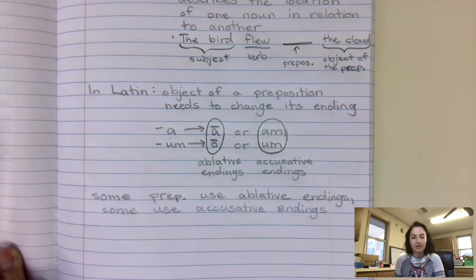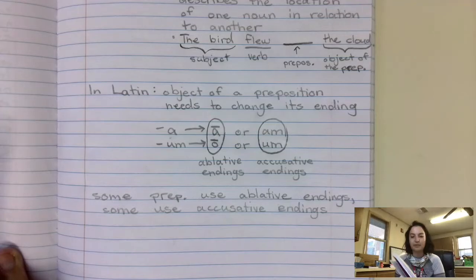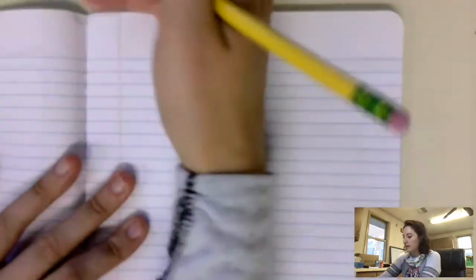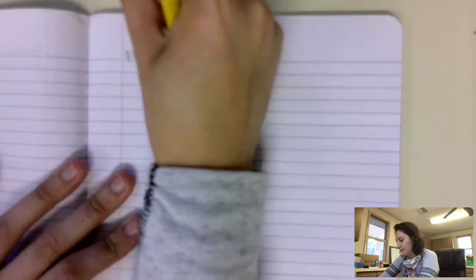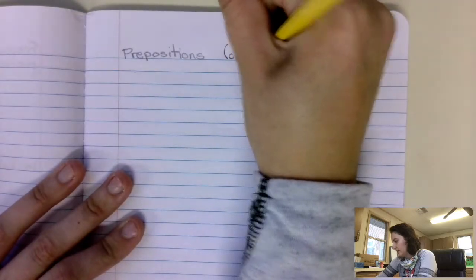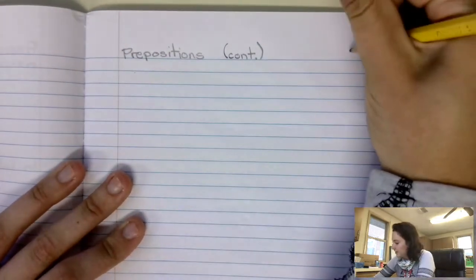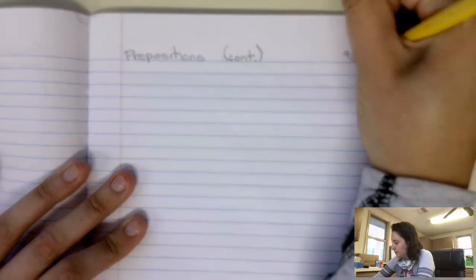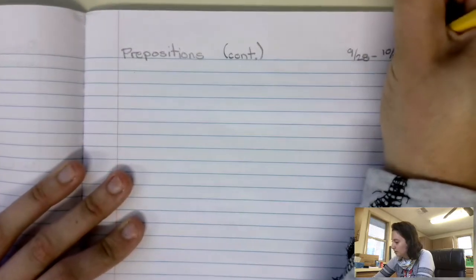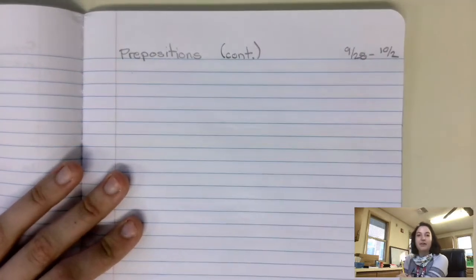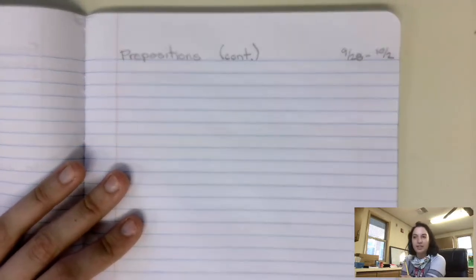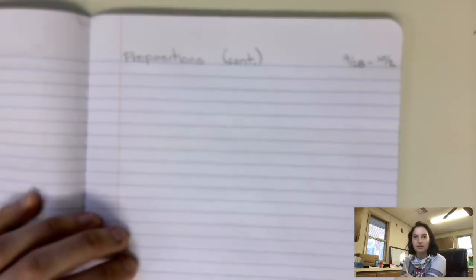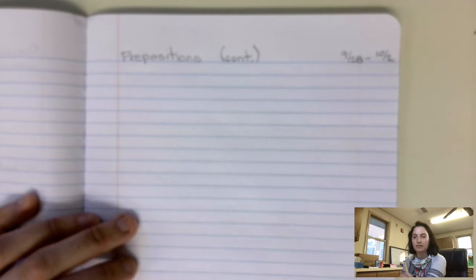Alright, make sure you get this all written down. We are going to continue our notes on the next page. So I'm going to flip the page and write a title. This is going to be prepositions, and then in parentheses I'll write continued. And you can put a date up here as well. It'll be somewhere between 9:28 and 10:02. Okay, now to remember which ending a preposition is going to use, let me wait till this comes into focus.